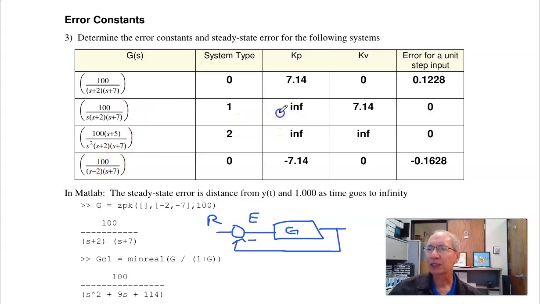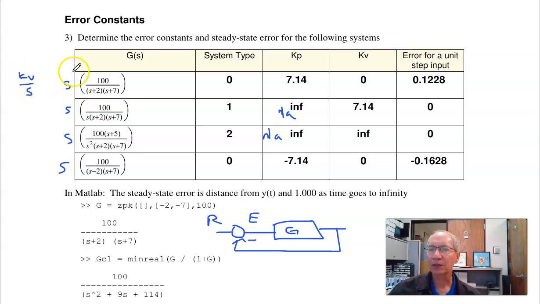Sometimes this also does not apply. It depends upon the textbook you're using. Either one works. The error constant Kv is the DC gain of S times G of S. So this would be 0, 7.14, infinity, 0. What you're really doing is, if I let S go to 0, this can be approximated as something over S.